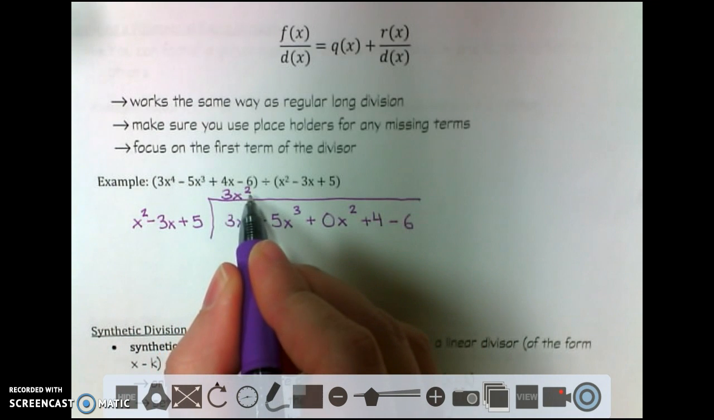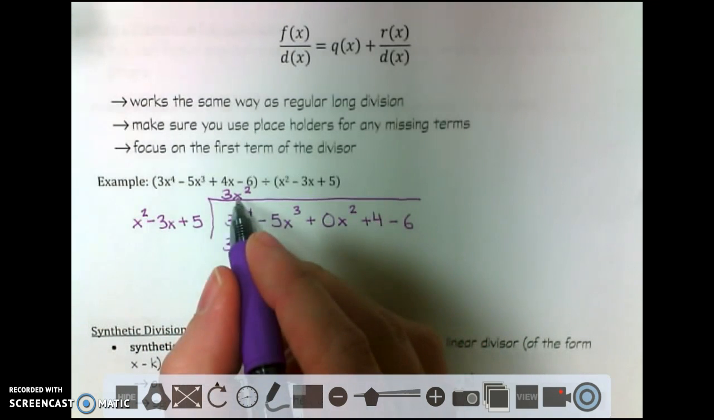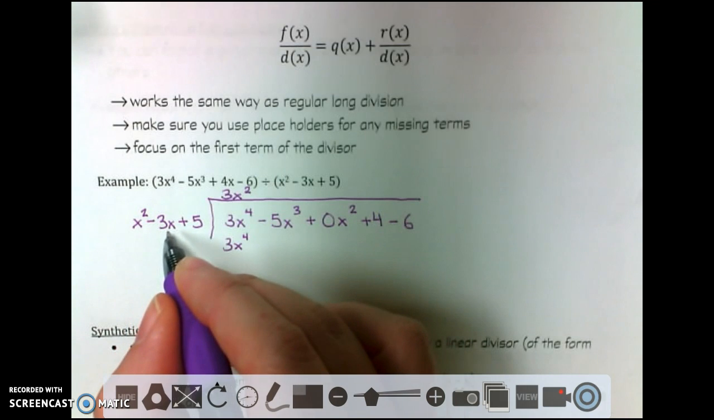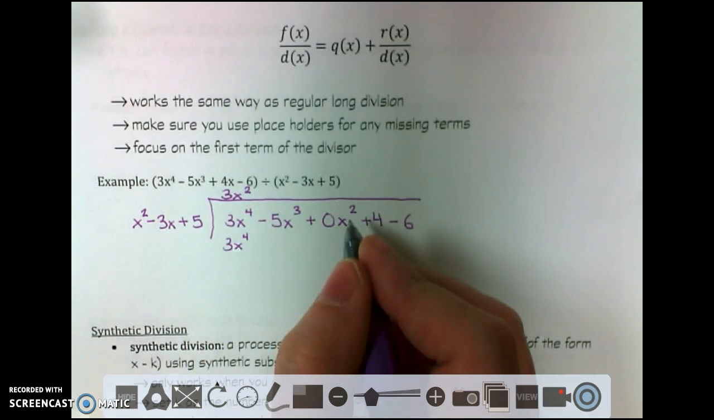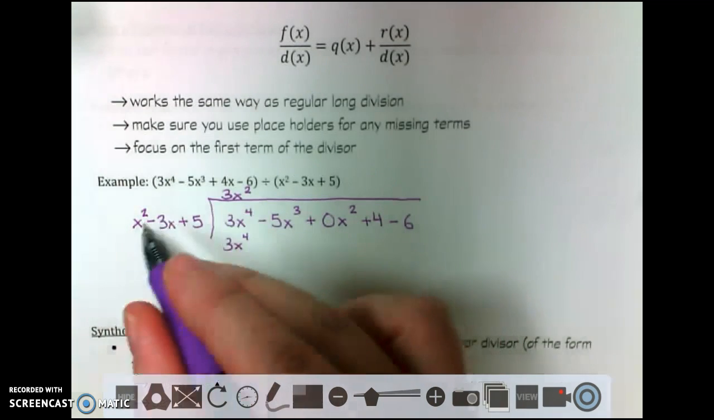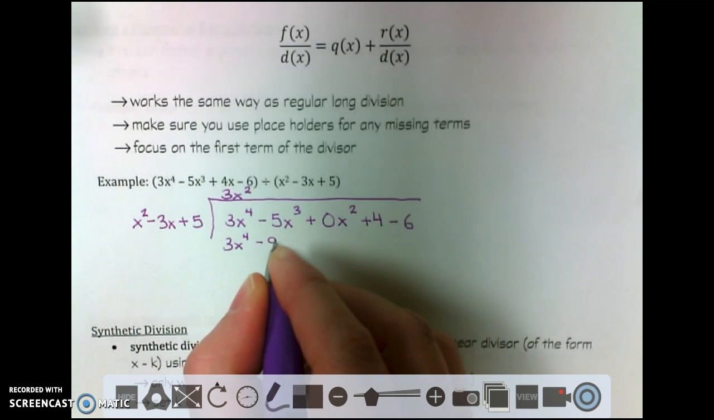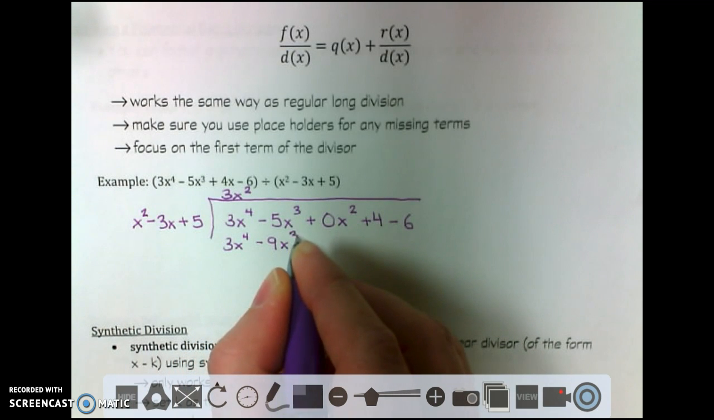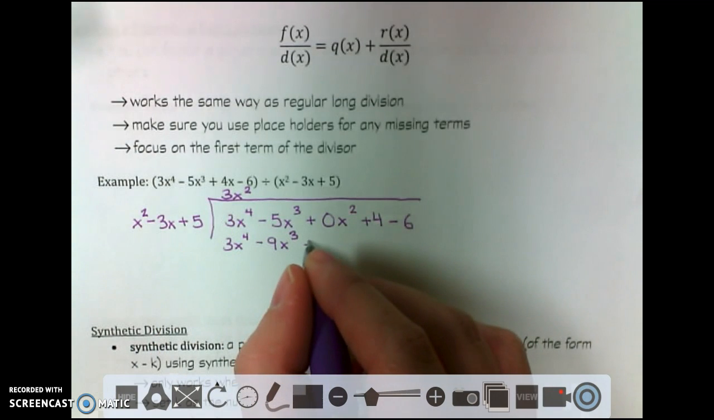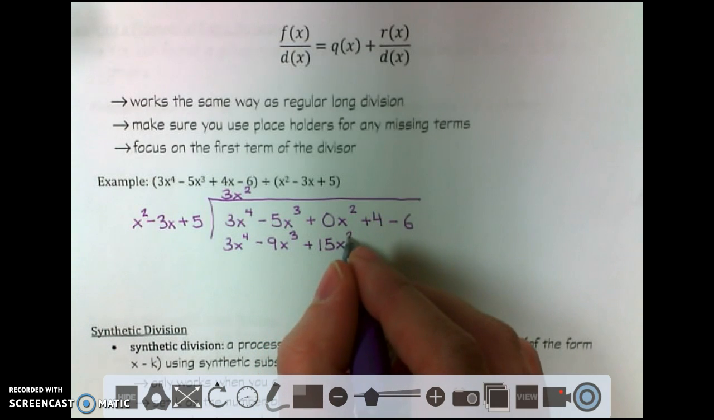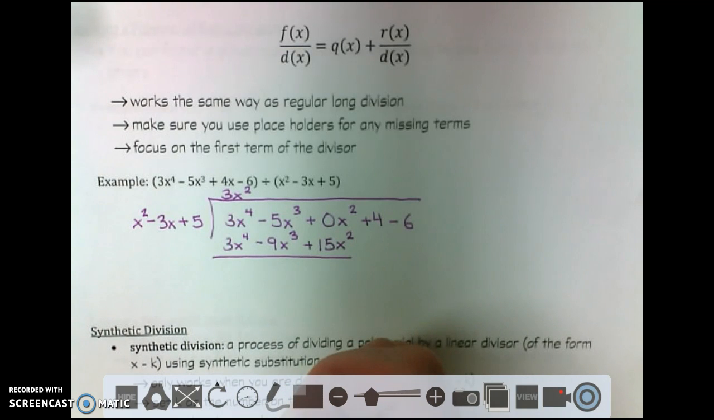So now I take 3x squared times x squared and get 3x to the fourth. 3x squared times negative 3x, so I multiply this times every term here, and then I will line them up underneath each column. So 3x squared times negative 3x gives me negative 9x cubed. 3x squared times 5 gives me 15x squared. Now I will subtract, just like I would in regular long division.